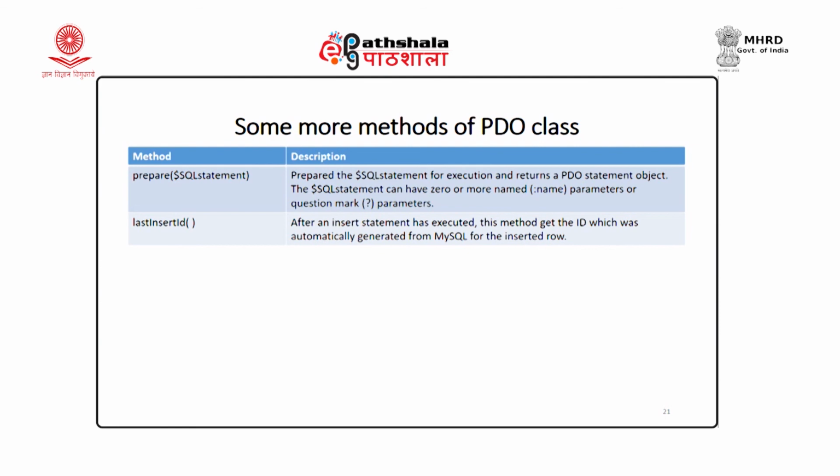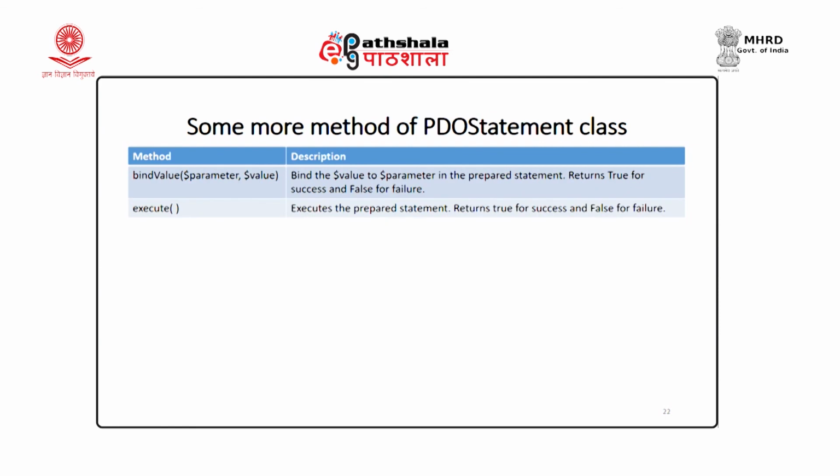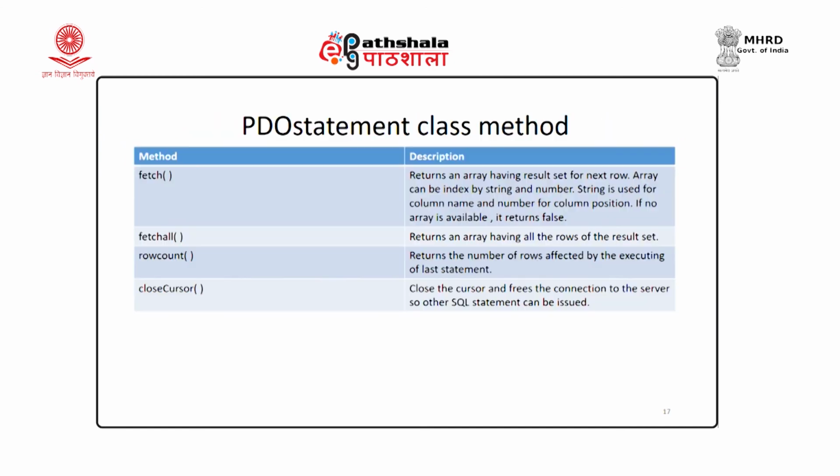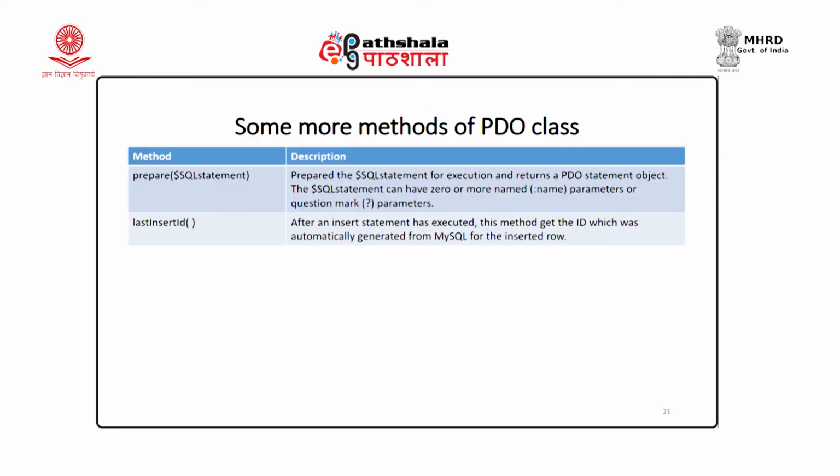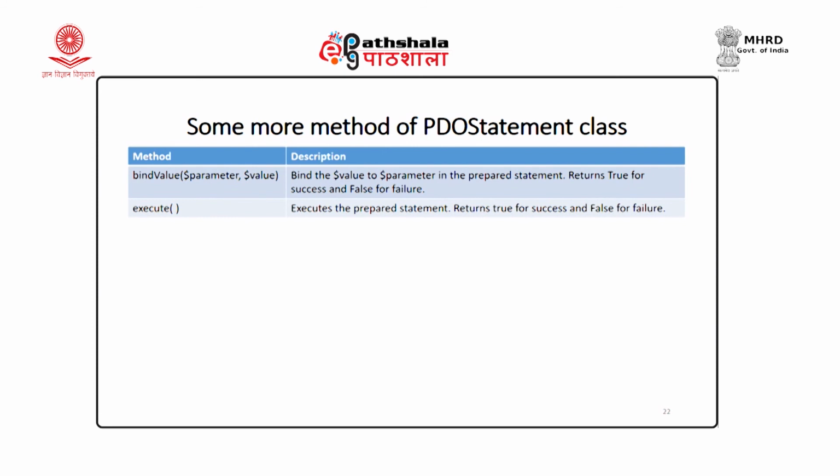And there are some more methods of the PDO statement class. The above methods are of the PDO class, and in the PDO statement class there is the bind value method. That will bind the value you provide in your prepare statement. The bind value method takes two parameters, first one is the parameter name and second one is its value. It returns true if success, otherwise false. And execute. So, look here at the difference between exec and execute method. Execute executes the prepared statement, and it is a PDO statement class method, while exec is a PDO class method. Just keep in mind that this is query, so it is a PDO class method. But execute is a PDO statement class method. So, it executes the prepared statement and returns true or false.